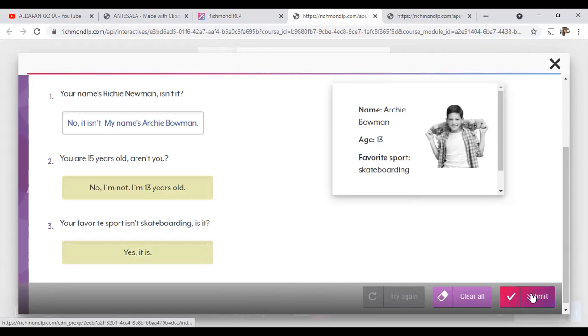Then we're gonna check the answers. Okay. This answer is correct. Why? Because you are gonna say, no, I'm not. I'm 13 years old. This is correct. I don't know why this sentence is incorrect. This is a way in which you can answer this kind of questions. No, I'm not. I'm 13 years old.